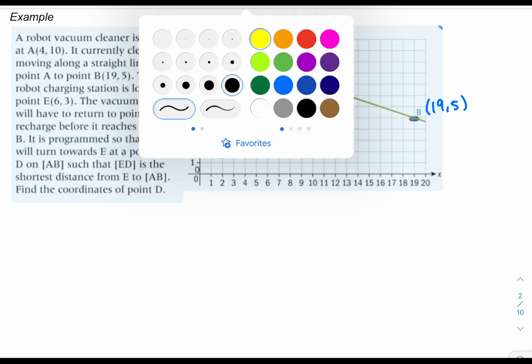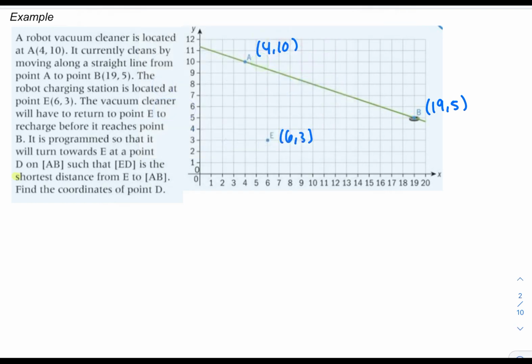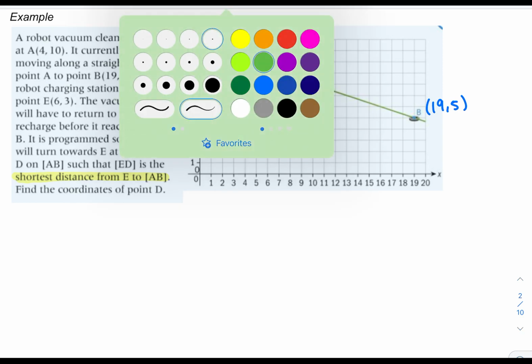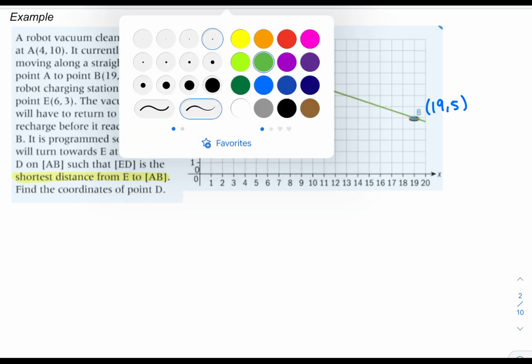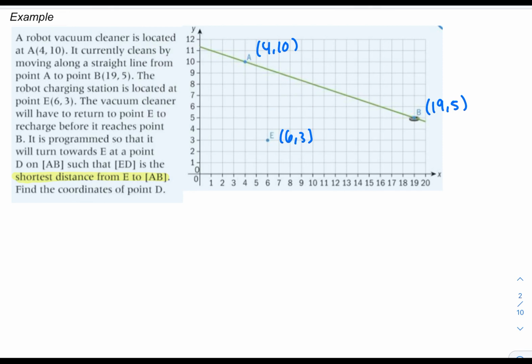We have a situation here where we're looking for the shortest distance between a point and a line. Now, the shortest distance between a point and a line is going to be the distance that is perpendicular to the line. So I'm going to go from E to get to point D, and this line DE is going to create a perpendicular angle. So it's going to be perpendicular to the line AB. And we're going to need to find this point D.